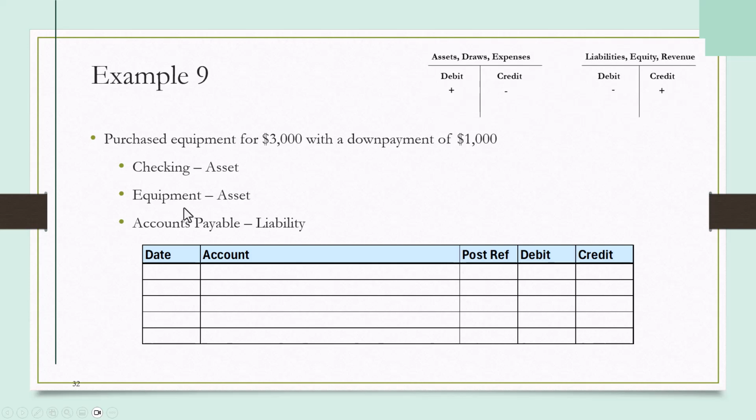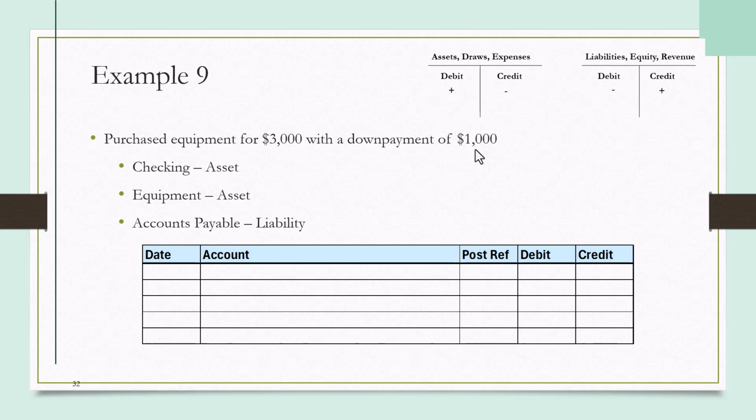And then equipment is an asset account. We're adding an asset to the business. We're adding equipment to the business. So we're going to do a debit to equipment. And then we also have a difference here of $2,000. So if they purchased it for $3,000, they only paid $1,000, they're going to owe money. They're going to have a debt for that other $2,000.